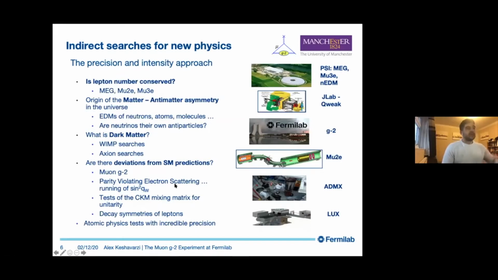And here are some examples of indirect search experiments that are going on across the world now, and the things that they're looking for. So the questions that can be answered are, is lepton number conserved? For example, the mu2e experiment at Fermilab will look for a neutrinoless conversion from a muon to an electron, which will violate lepton number. You have the origin of matter-antimatter asymmetry in the universe. And things like the EDMs of fundamental particles are parity violating processes, and so will give signs of those effects.